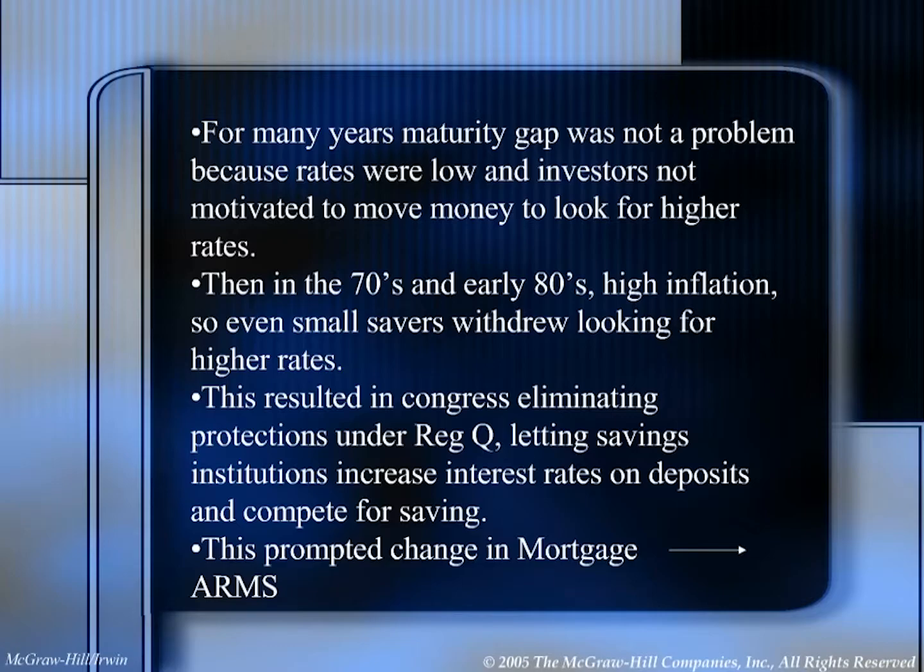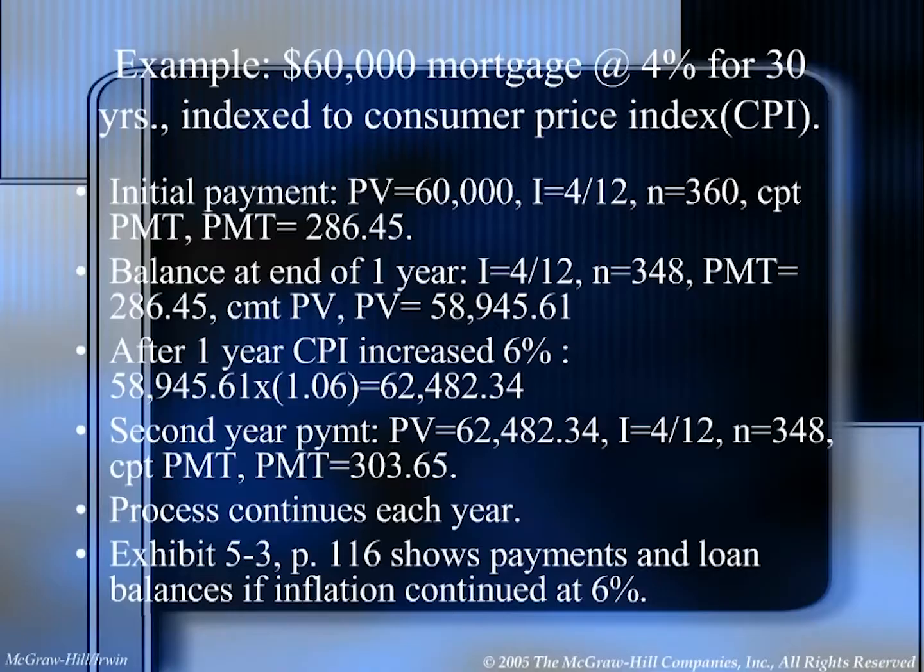So then the second year, we'd find the balance at the end of the second year, increase that by whatever the inflation rate was for that past year, now calculate what would be the payment, but now we'd only have 336 months to pay it off. The next exhibit on the next page shows what this payment and loan balance would look like if inflation continued at 6% every year. And remember, our fixed rate, in effect, is 4%. So inflation is higher than the rate of the loan.